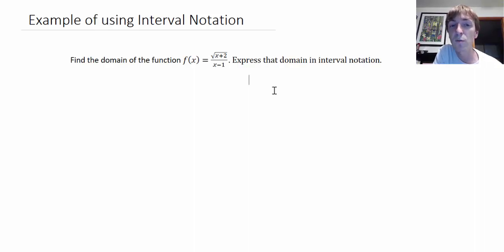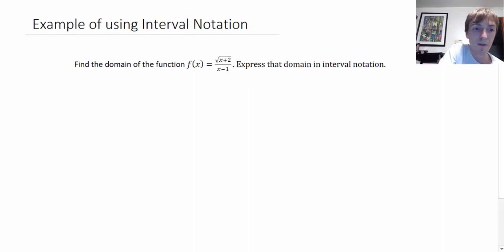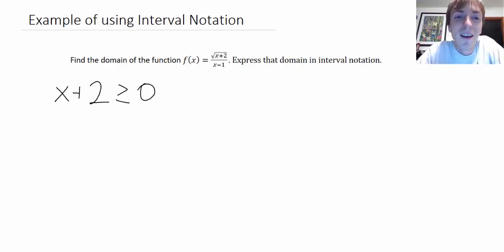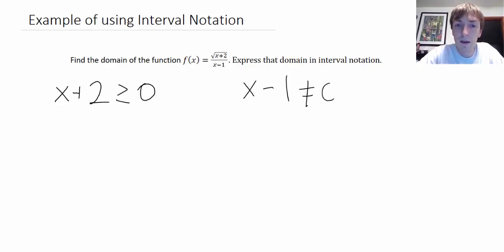So because of the square root, what's the rule behind the square root? The rule is that what's in the square root has to be greater than or equal to 0. Okay, so I'm going to write that out. I got to hit draw. x plus 2 is greater than or equal to 0. Okay, so that's one thing. The other thing is I have that fraction, and the rule with fractions is the denominator cannot equal 0. So I'm going to write that denominator, x minus 1 cannot equal 0.